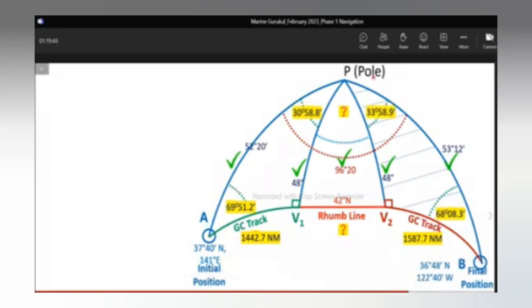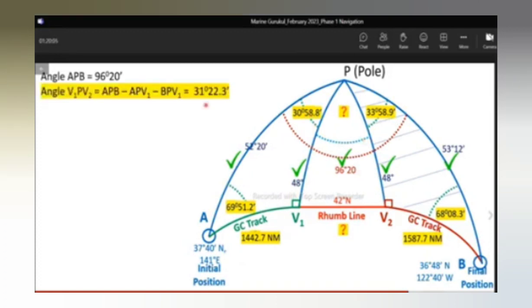So now, if you see in this diagram, there are only two question marks left. The rest of the unknowns have already been calculated and filled in. One is this angle. Since we know these two angles, this angle can be easily found. So now angle APB is 96 degrees 20 minutes. The other two angles are known to us, and this way we get angle V1PV2, that is this angle, as 31 degrees 22.3 minutes, and this value goes into the diagram.